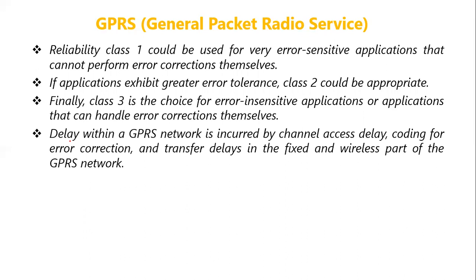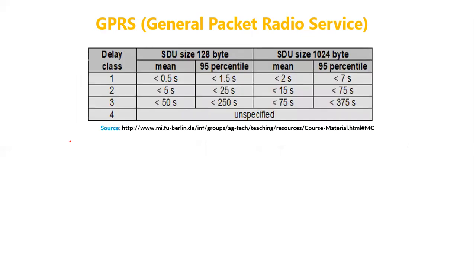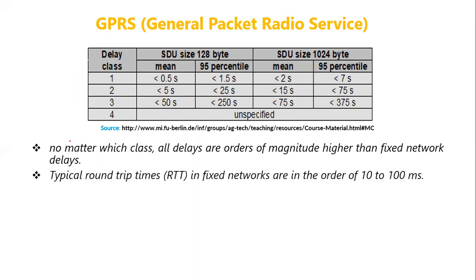Delay can happen because of channel access delay, where the station is unable to access the channel for some reason, or because tasks related to error correction are going on, or because of data transfer delay in the fixed or wireless network. The delay which is introduced by the external network is out of scope. If any delay is introduced by some other source, some fixed network, and the user inside the GPRS experiences delay because of that, it is out of scope because GPRS can't do anything about it.